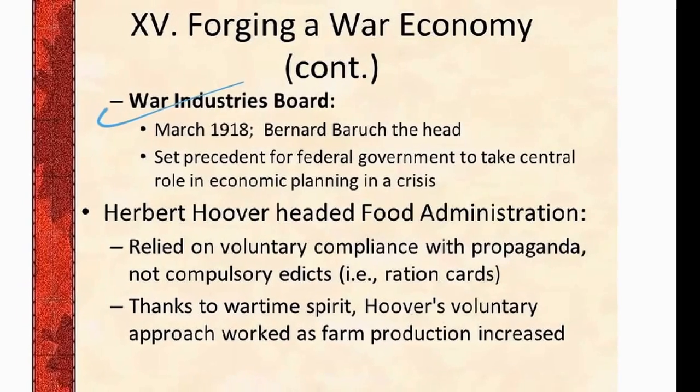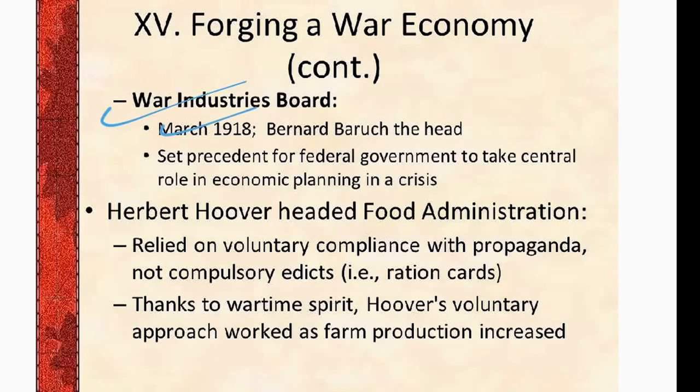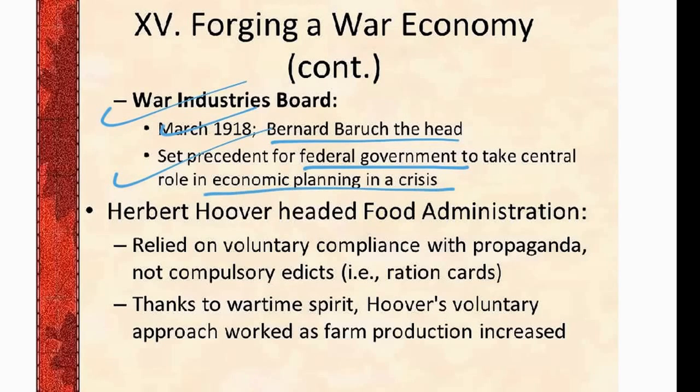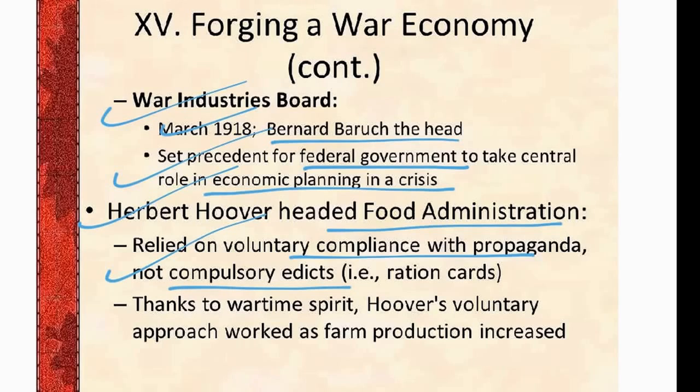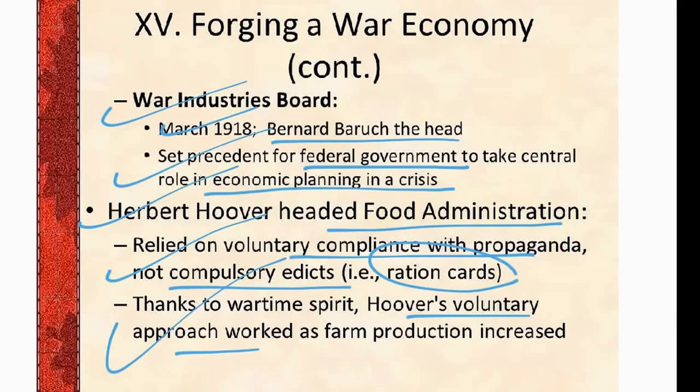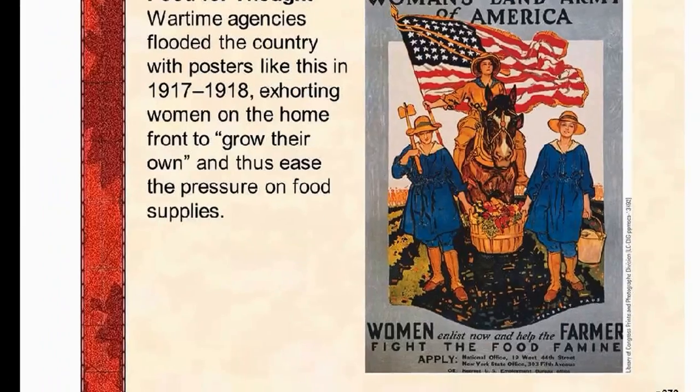The War Industries Board was created in March of 1918 by Bernard Baruch, and this set the precedent for the federal government to take the central role in economic planning in a crisis. Herbert Hoover headed the Food Administration, and this relied on voluntary compliance with propaganda, not compulsory edicts. This had to do with ration cards and things of that nature. Thanks to a wartime spirit, Hoover's voluntary approach worked as farm production increased.